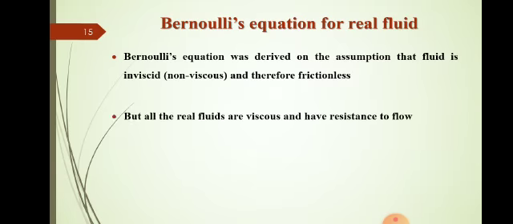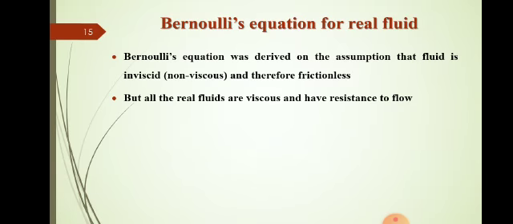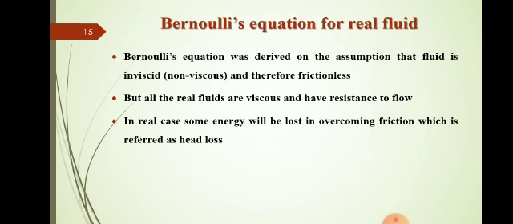Now coming to Bernoulli's equation for real fluid, what we have derived is Bernoulli's equation for ideal fluid. Bernoulli's equation was derived on the assumption that the fluid is inviscid or non-viscous, in other words, an ideal fluid, and therefore frictionless. But in real fluids, all fluids have some amount of viscosity, and they offer some amount of resistance to flow. When we derived the Bernoulli's equation, we assumed that there is no friction or viscosity for that fluid.